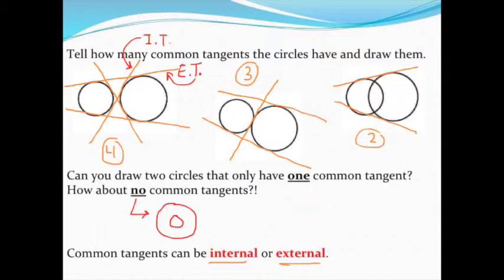A way to draw this with just 1 common tangent is once again do a circle within a circle, but this time have one of the circles touching the outside of the circle. So I could draw 1 common line of tangency right through there.